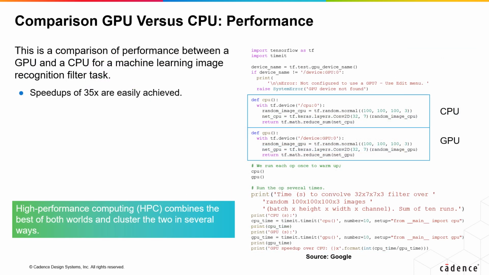The result of the code to the right is the comparison of performance between a GPU and a CPU for a machine learning image recognition filter task. You'll notice that speedups of 35x are easily achieved with a GPU over a CPU.